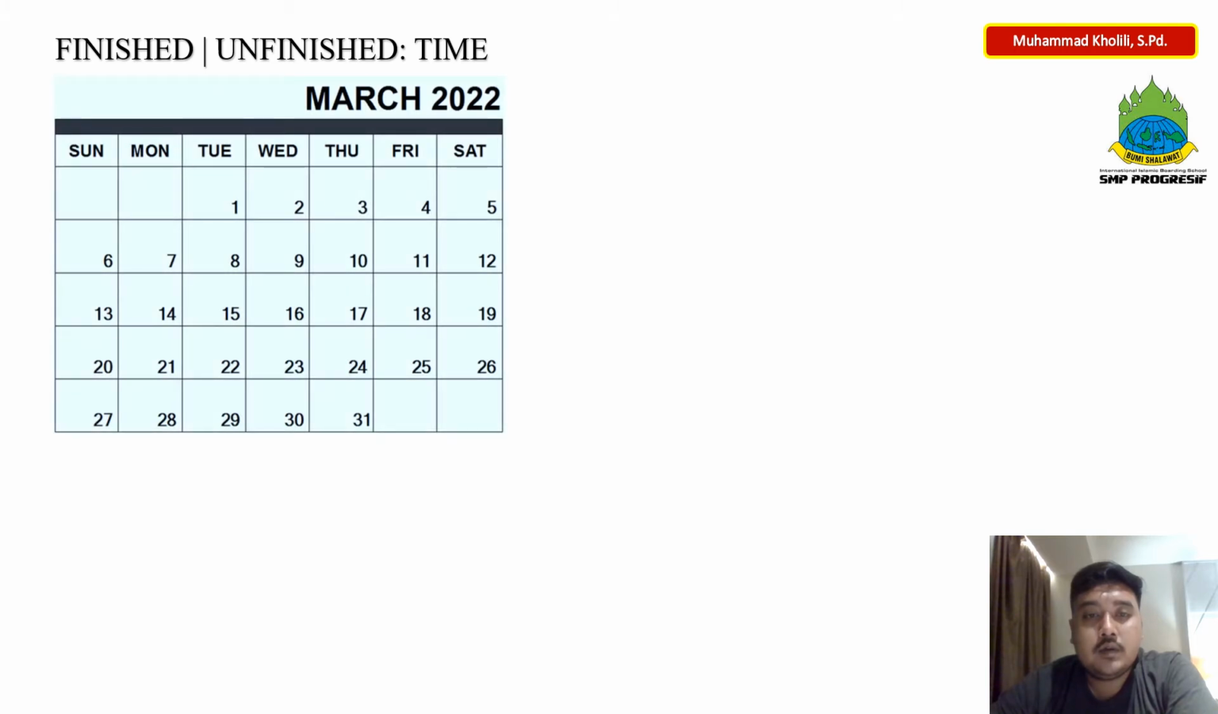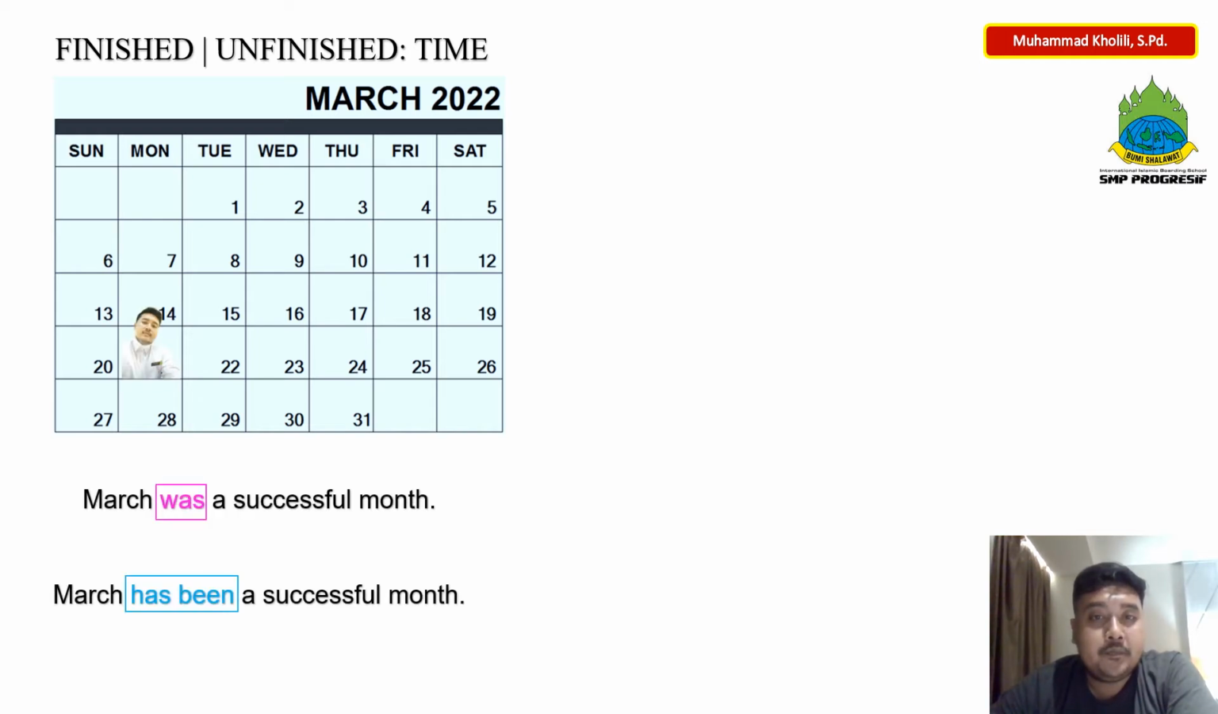Now here is another example. I have the month of March, and I'm in the middle of the month. Which sentence is correct? March was a successful month, or March has been a successful month. The second one, because I'm in the middle of the month, and March is not over yet.